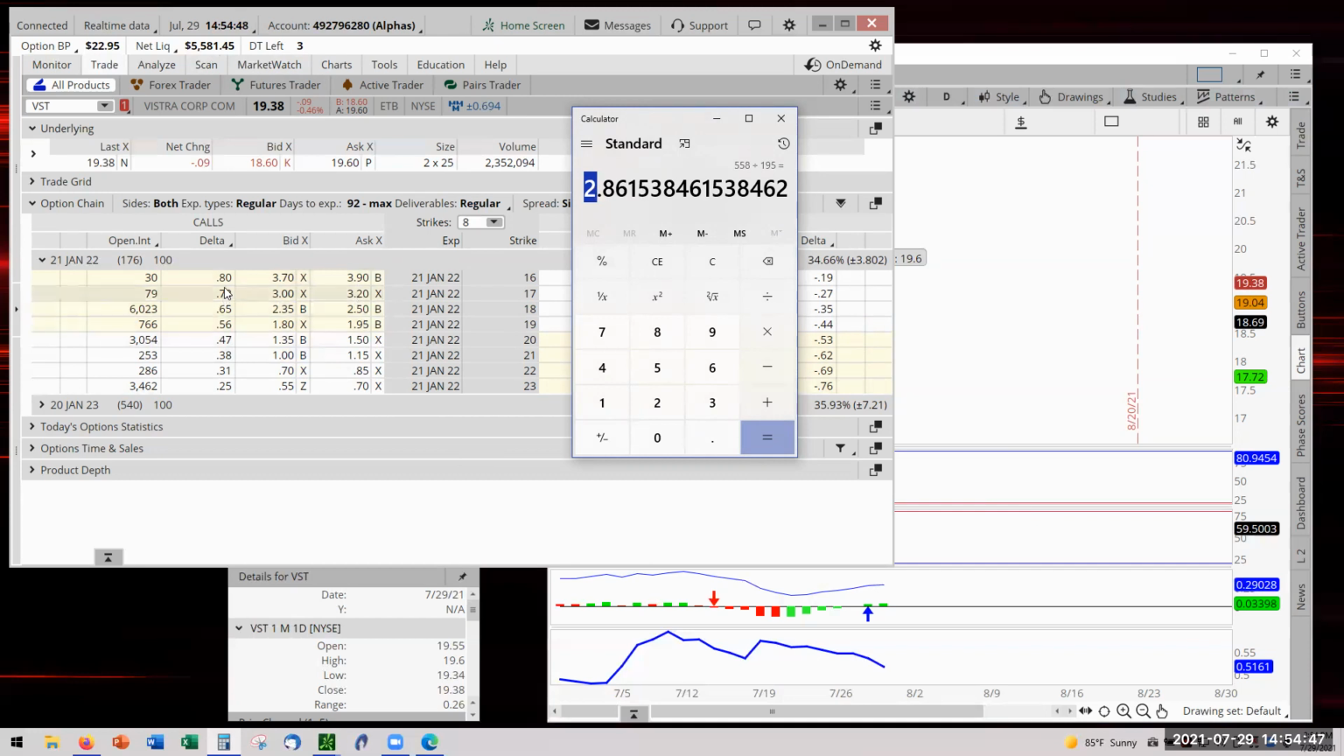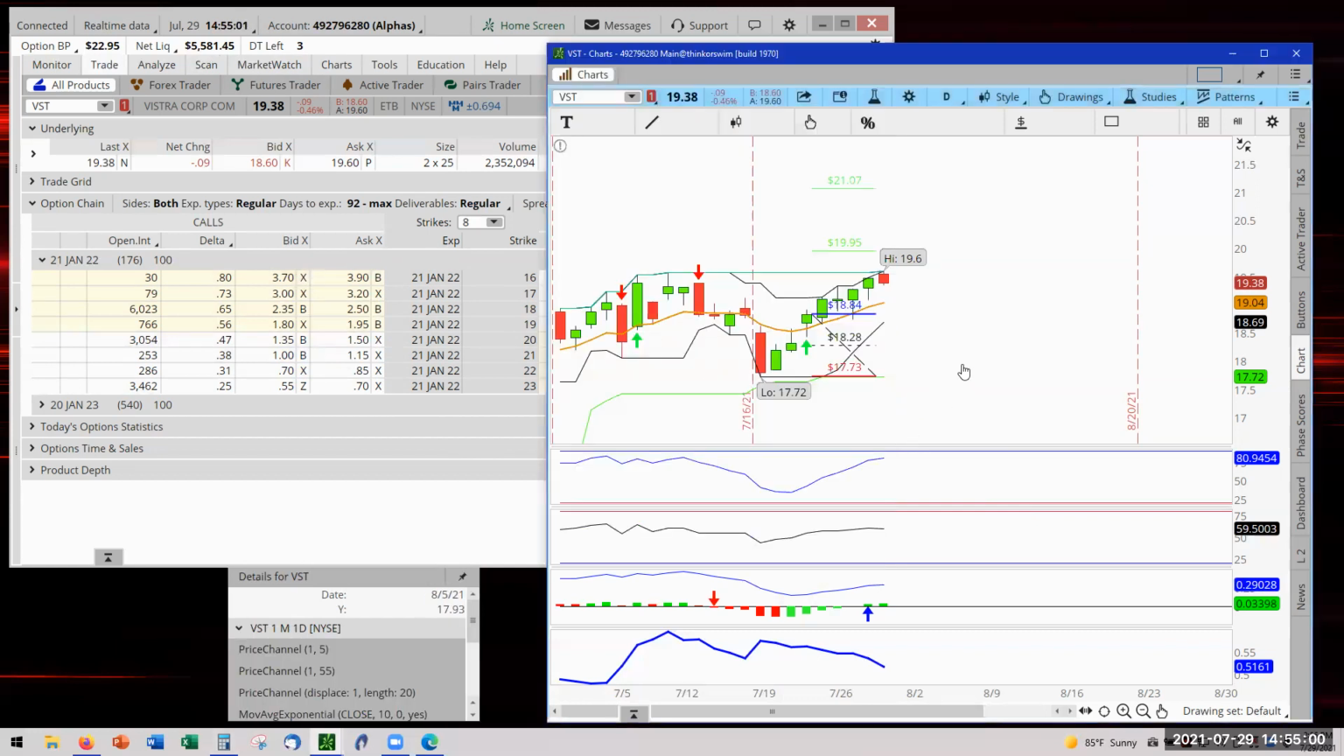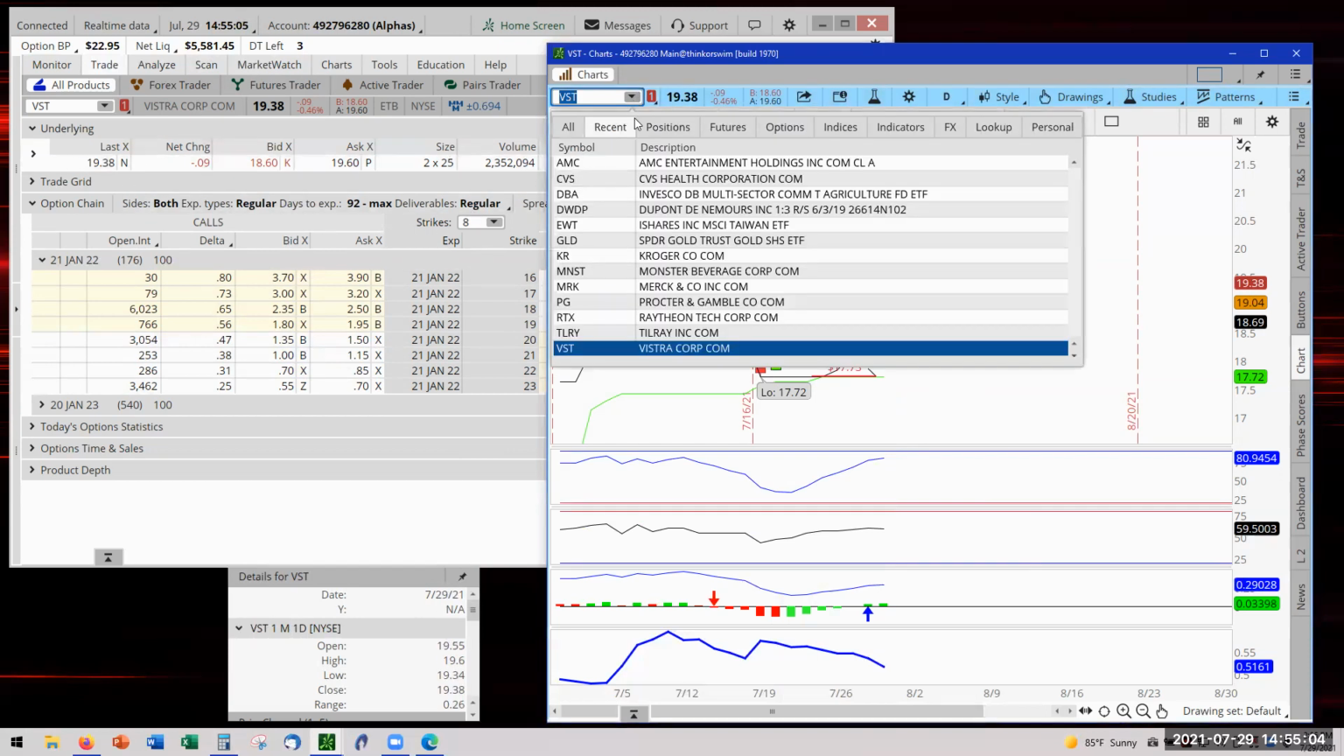And then the more conservative trader would be up here at the 70, the 73, or the 80 delta. So that's how we do risk management, and that's how we determine the number of contracts. That said, let's go on now to Merck, who also popped up on the screen earlier this week.